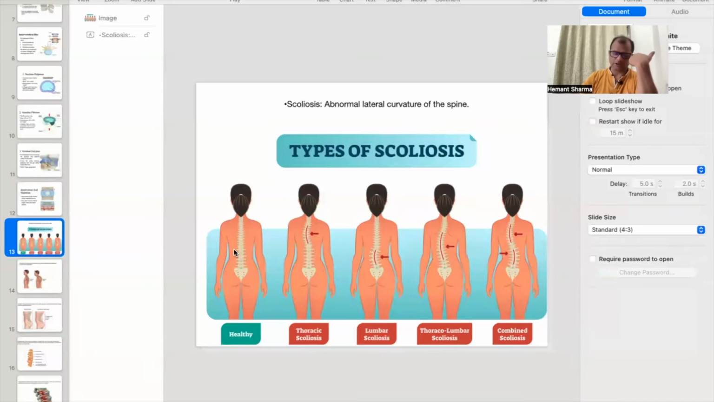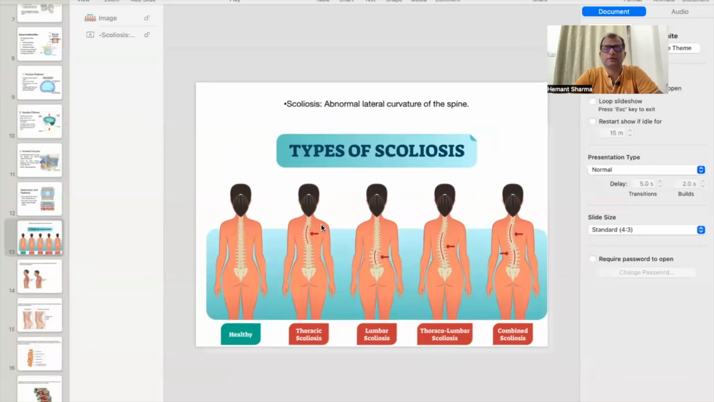स्पाइन कहां पर कर्व हो रही है? इसके ऊपर इसका नाम है. On which point spine is getting curved. In the first image, we can see healthy spine. So first thoracic... स्कोलियोसिस. स्कोलियोसिस का मतलब है स्पाइन का साइड में कर्व हो जाना.